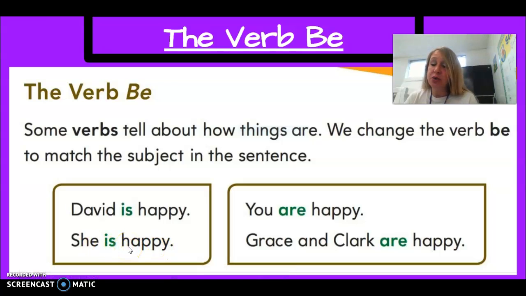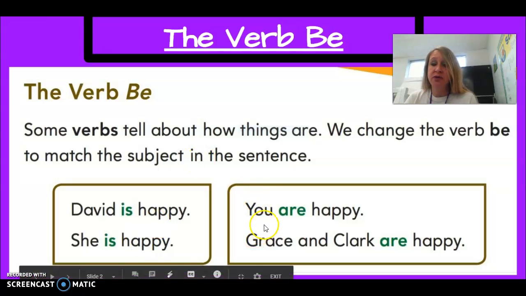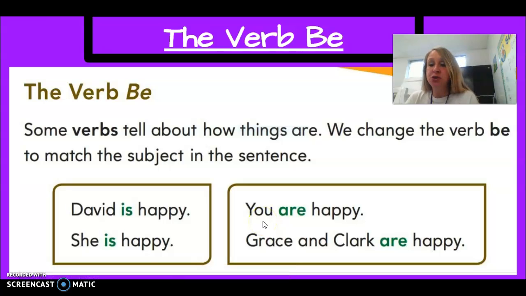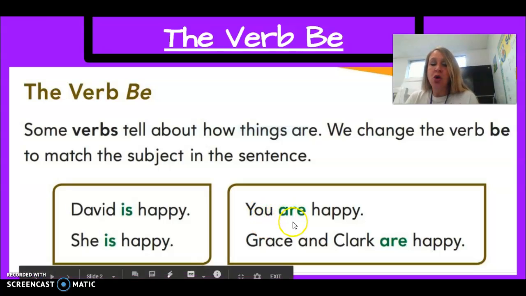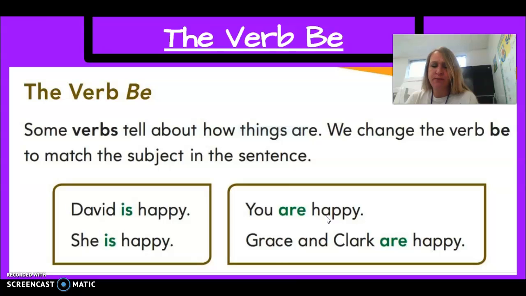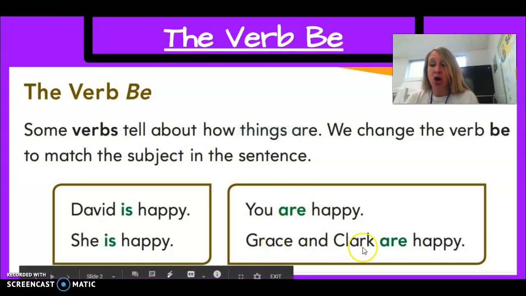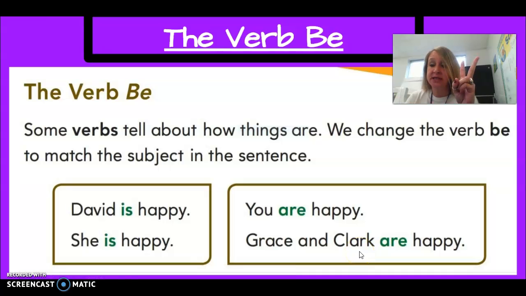And then if it's plural, which means more than one, or if the subject is the word you, we have to use are. You are happy. You is happy just doesn't even sound right, does it? No. What about Grace and Clark are happy? Grace and Clark is more than one person, so we have to use are if it's plural.